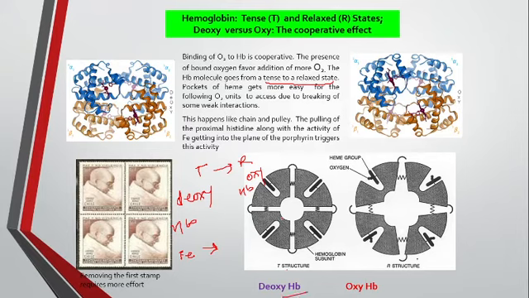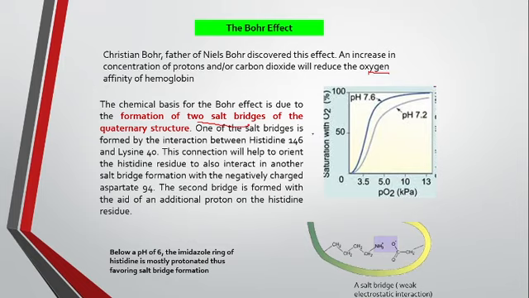The oxygen affinity of the hemoglobin. Here, what happened? The chemical basis of the Bohr effect is due to the formation of salt bridges. That means as the pH decreases, the affinity of hemoglobin to bind oxygen decreases, and the affinity to bind carbon dioxide increases.